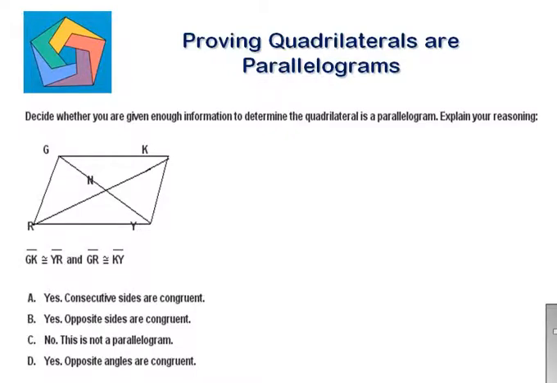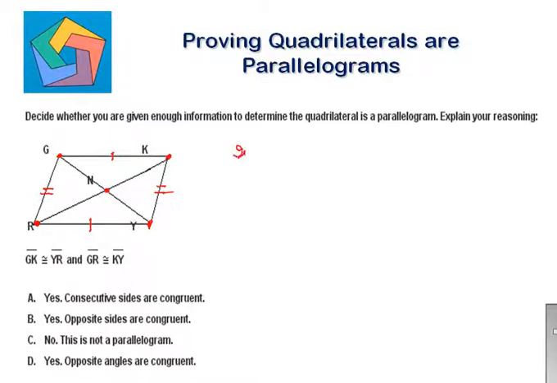Decide whether you are given enough information to determine the quadrilateral is a parallelogram. Explain your reasoning. This is a quadrilateral GKYR, and diagonals are intersecting at the point N here. It's given that segment GK is congruent to segment YR and segment GR is congruent to segment KY. It means it's given that two pairs of opposite sides are equal to each other.